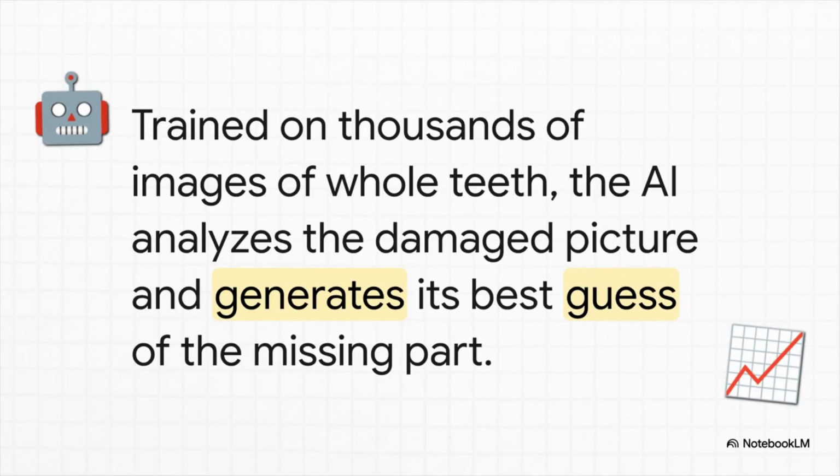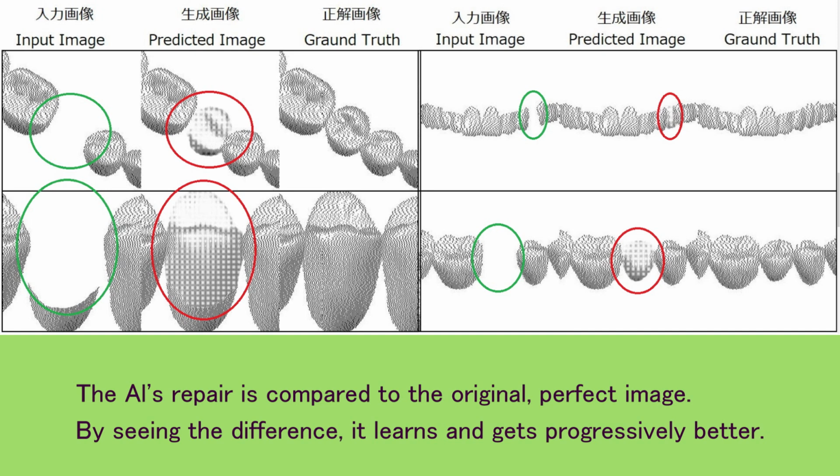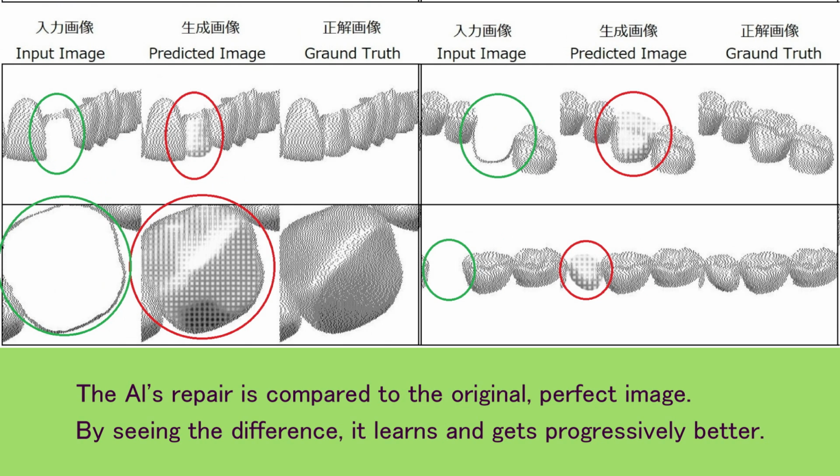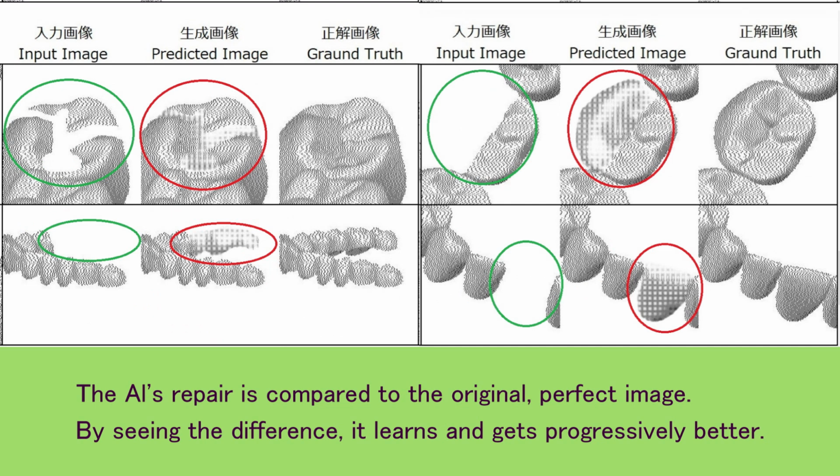Then comes step 2. The AI gets to work. Now, it's already been trained on thousands and thousands of images of whole teeth, so it knows what a healthy tooth is supposed to look like. It analyzes that broken picture and generates its best prediction for what the missing chunks should be, all based on the patterns it's learned. And step 3. This is where the magic of machine learning really comes in. The AI's repair is then compared to the original perfect image, what we call the ground truth. By seeing the difference between its guess and the right answer, it learns from its mistakes. It does this over and over and over again, getting a tiny bit better each time, until its repairs are just unbelievably accurate.